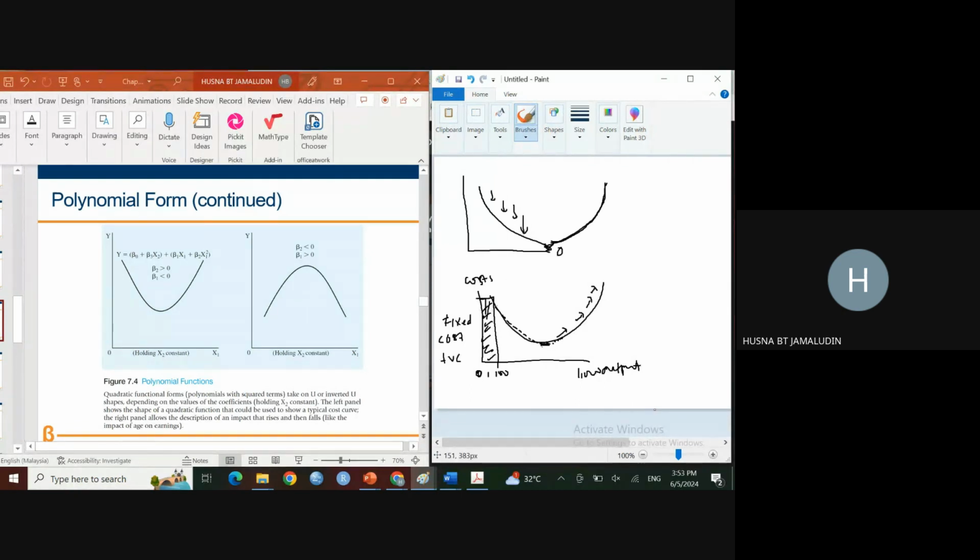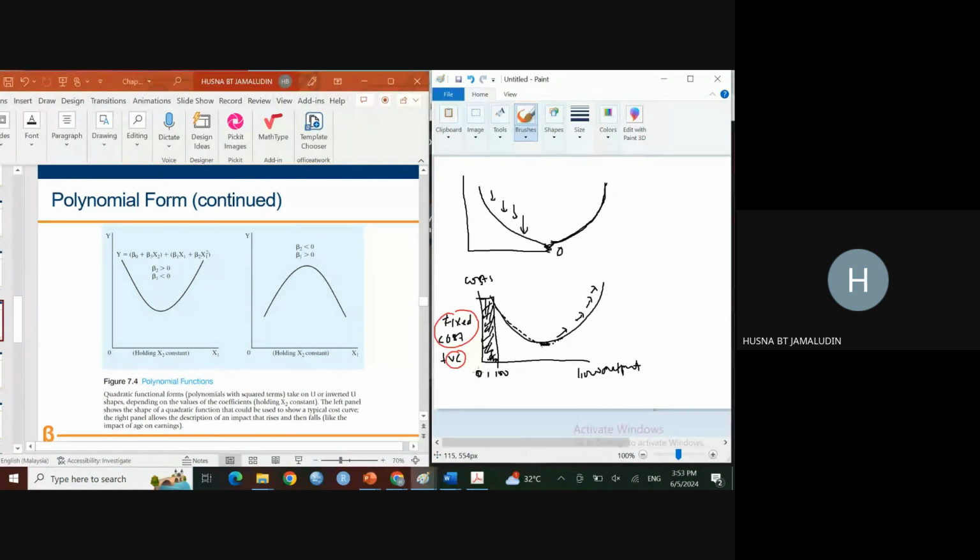So the startup cost is very large because you are involved with the fixed cost. Okay, but remember, at the beginning you have the fixed cost, but later on you will also have the variable cost. So how can you have this U shape? So you can see that you start with the large cost.